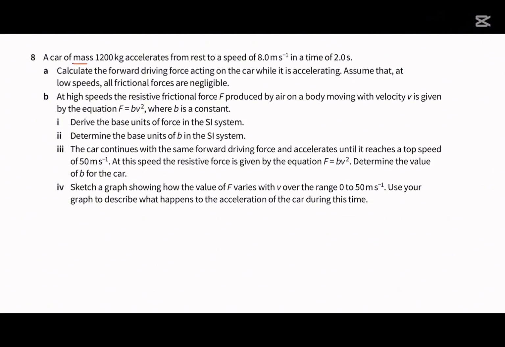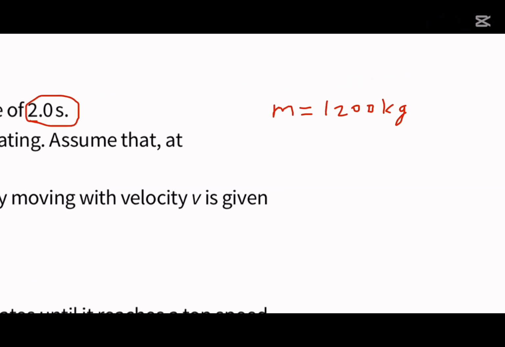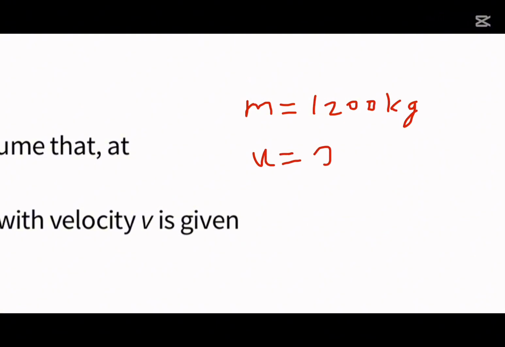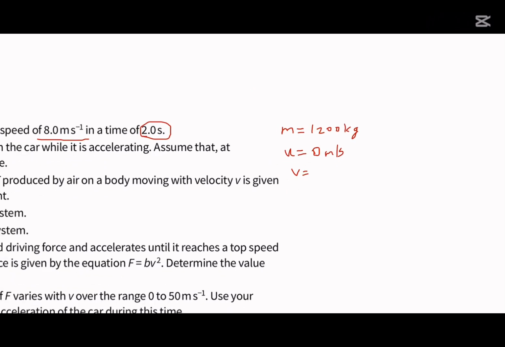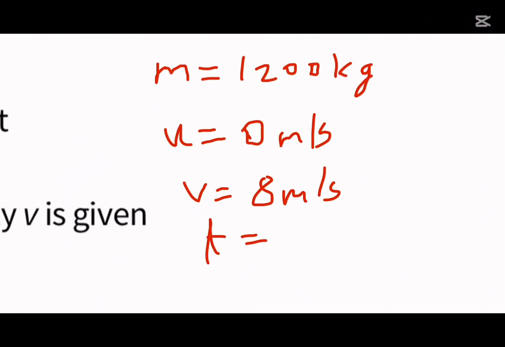A car of mass 1200 kilograms accelerates from rest to a speed of 8 meters per second in a time of 2 seconds. Let's write down the quantities that we know. We know the mass, 1200 kilograms. We know the initial velocity, which is 0 meters per second, and the final velocity, which is 8 meters per second, and then we know the time. So that's a lot of quantities that we know.